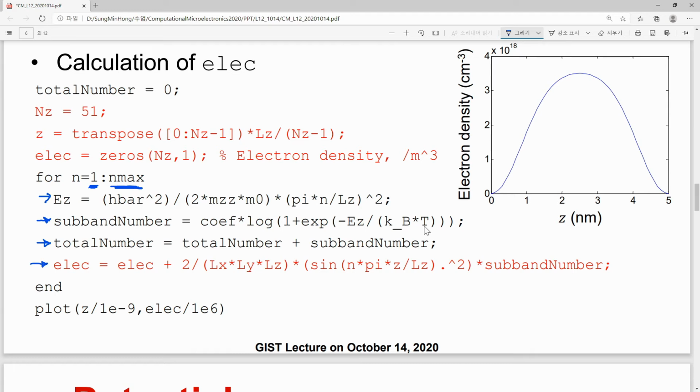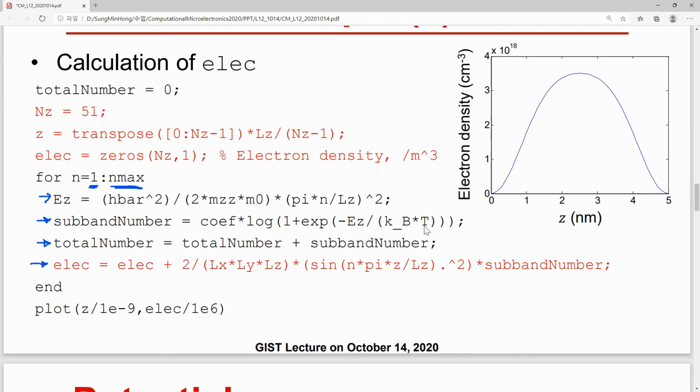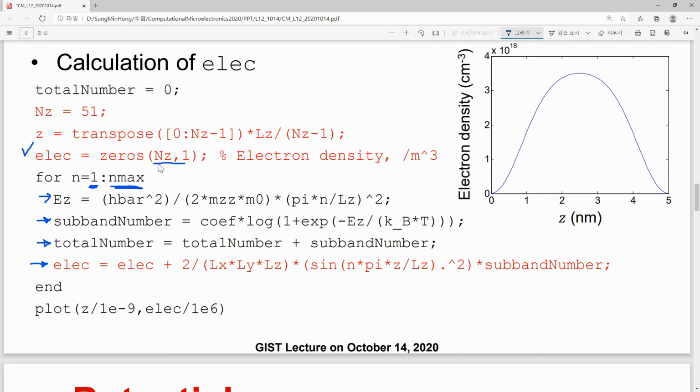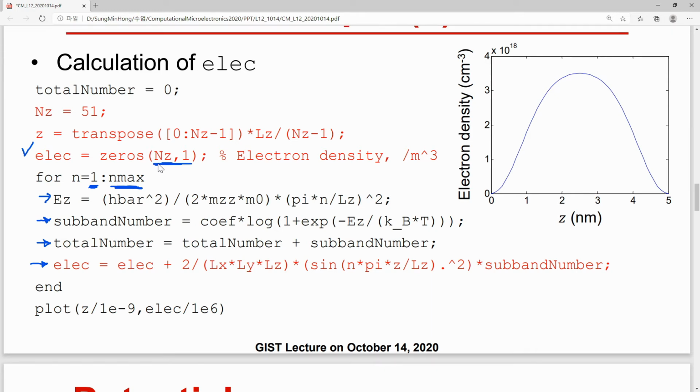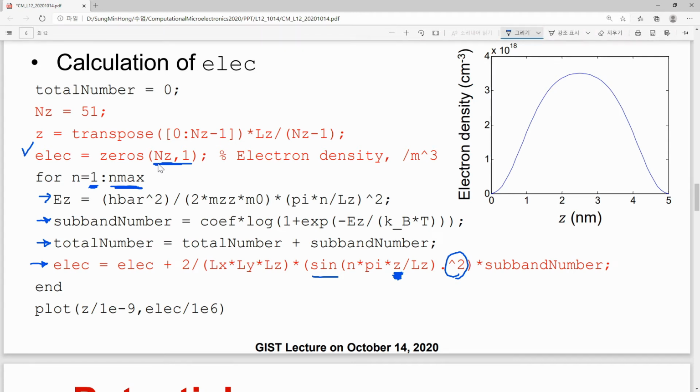This corresponds to electron density, and this electron density is defined as an nz times 1 vector. So this is just a vector, and depending on the position, here we have a z-directional position, and we have taken the square of the sine. So this is the way for us to calculate electron density.